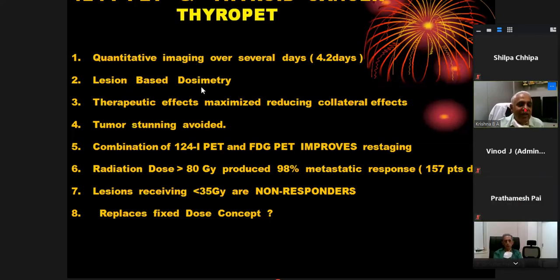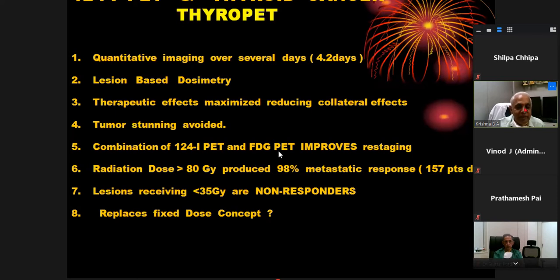Then I can do lesion-based dosimetry for radiation purposes. Therapeutic effects are maximized, reducing collateral effects. That is, making a pinpoint radiation impact on the metastatic cell. Tumor stunning, which is an important concept today, is difficult to explain here, but that will be avoided.